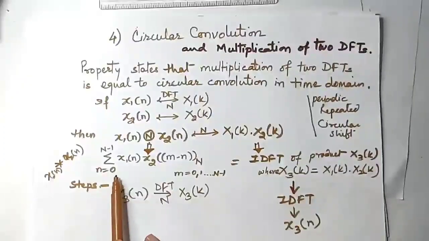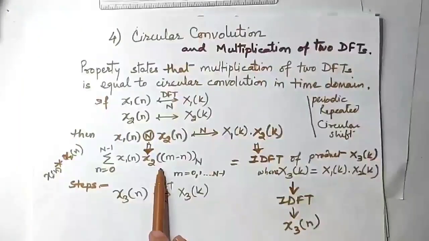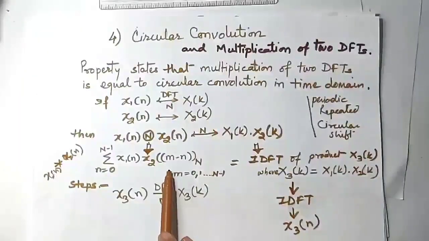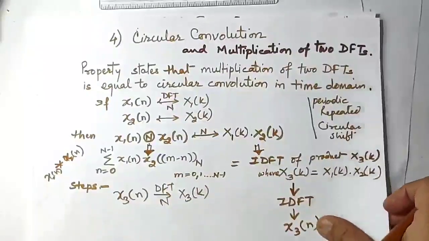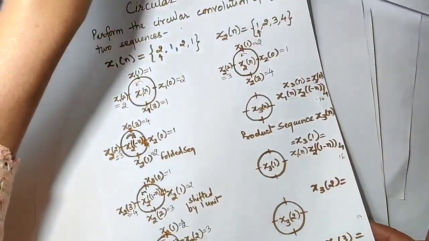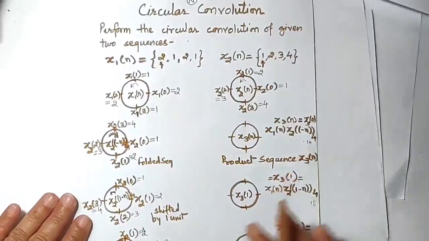The equation says x1(n) convolved with x2(n): when we are convolving, one sequence should be shifted, and it should be shifted in a circular manner. So for this equation, we can take one problem. With a suitable example, I am giving you this concept of circular convolution.